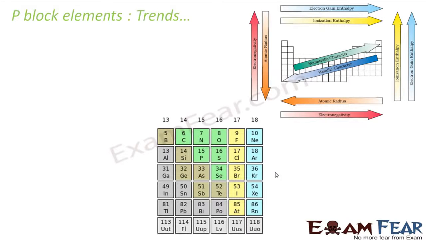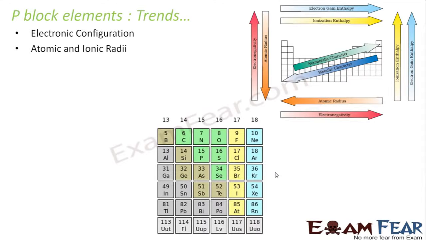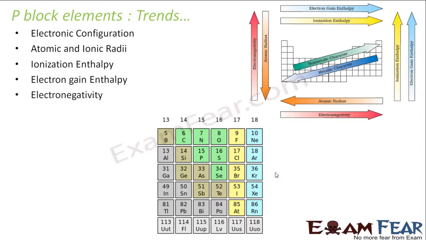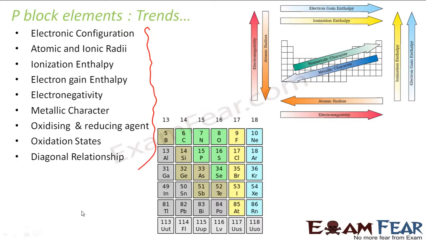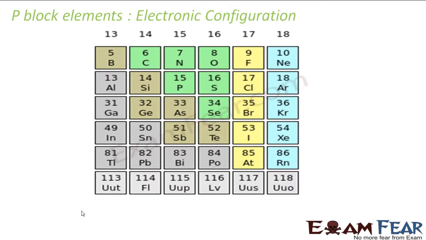Let's talk about the P block trends. First, we'll talk about the electronic configuration, then the trends in atomic and ionic radii, the ionization enthalpy trends, the electron gain enthalpy trend, the electronegativity trend, the metallic characters, oxidizing and reducing agents, oxidation states, and diagonal relationships. This is all we'll cover in the periodic table trends. Let's start with the first one, electronic configuration.